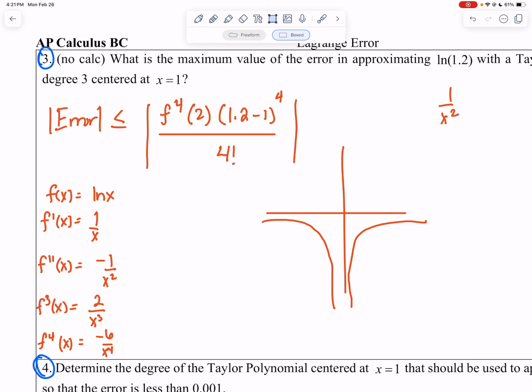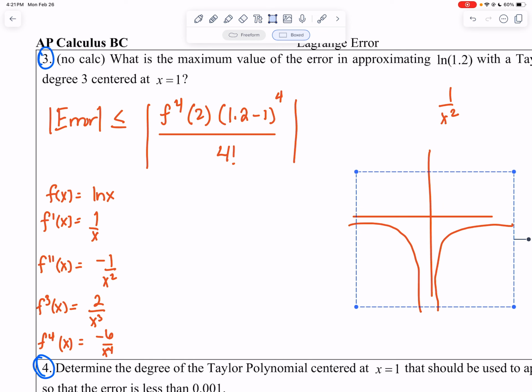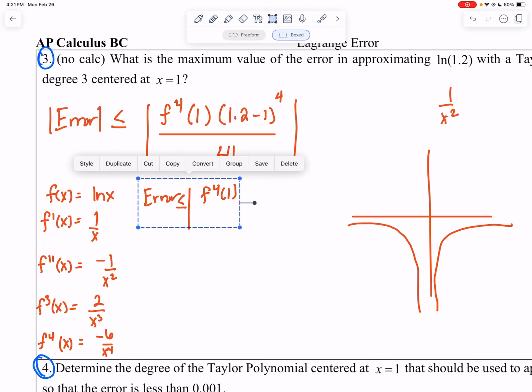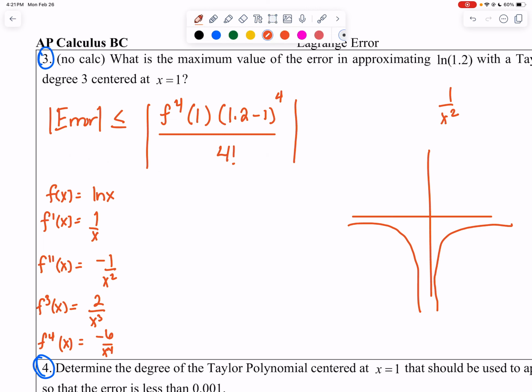So now, I am going to find my fourth derivative at 1. I should have done that right here. Fourth derivative at 1. In that case, that is going to give me negative 6. But remember, since it is technically the absolute value, I'm going to use positive 6, just so that I have it for the LOLs. So this tells me that my error is going to be positive 6 times 0.2 to the fourth over 4 factorial. What is that? Plug it into the calculator and call it a day.